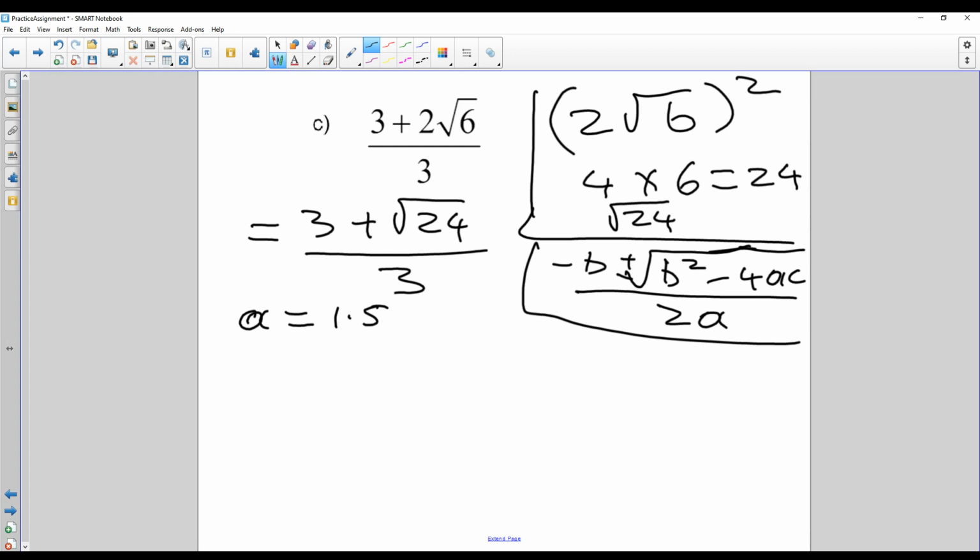So A is 1.5. I can live with 1.5. Don't play with that phone right now. All right? Okay. Oh, I thought it was the phone you were playing around with.